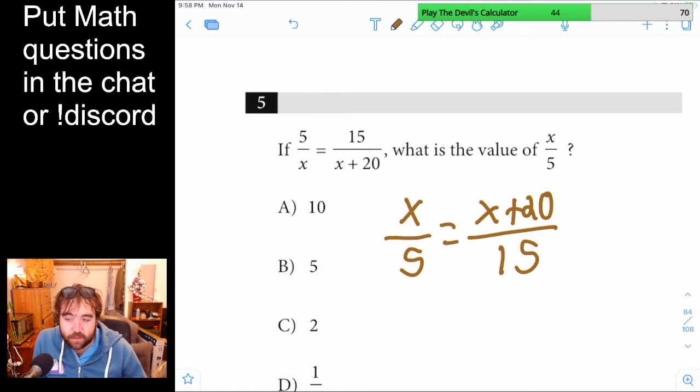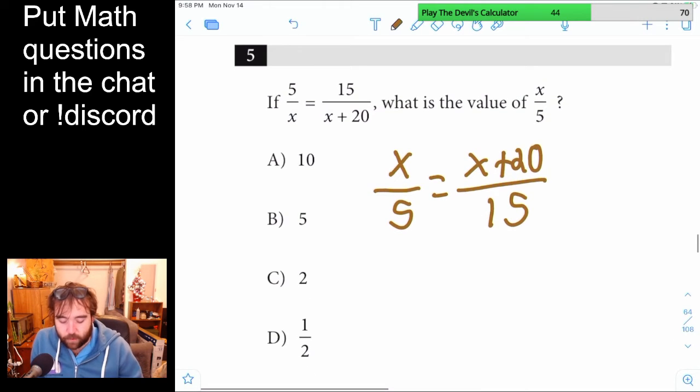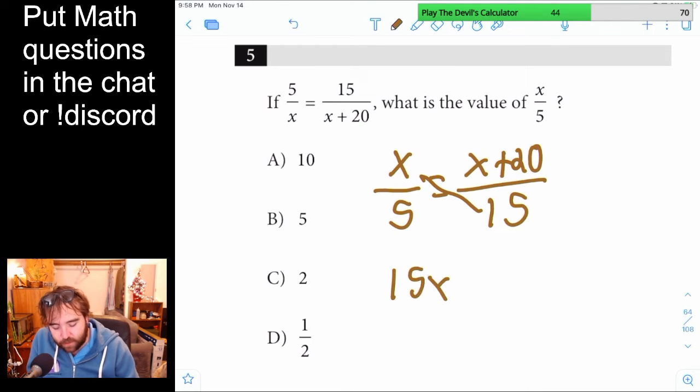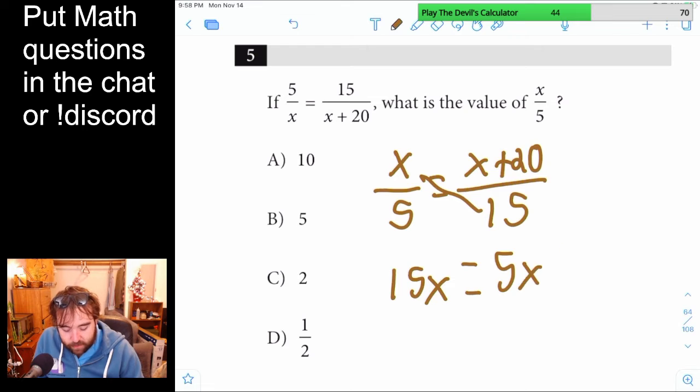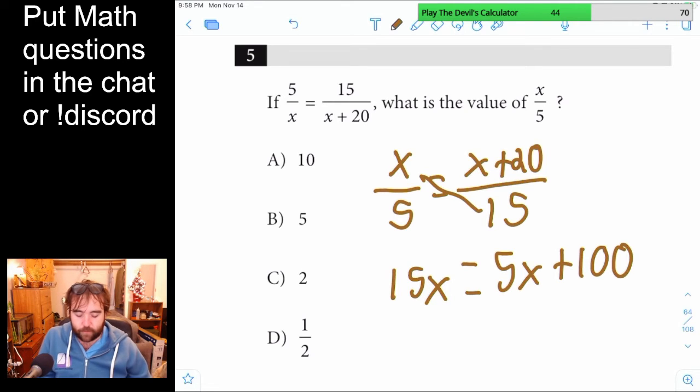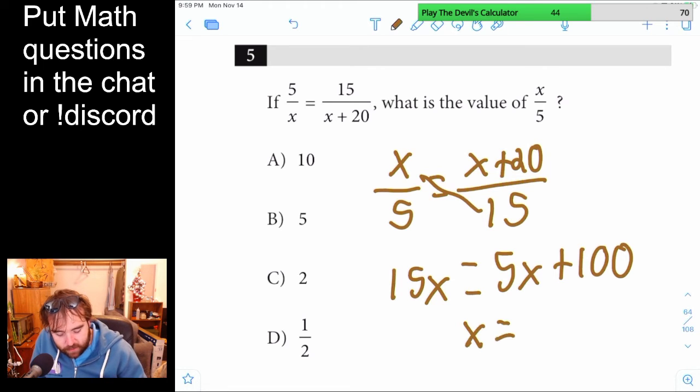And how do you solve for x in something like this? Well, we didn't even need to flip over the fractions first. We're just going to cross multiply. So we're going to have 15 times x, 15x, equals 5 times x plus 20. So I'll go ahead and distribute: 5x plus 100. And then to solve for x, it's as simple as subtracting 5x and then dividing by 10. So we get that x equals 10.